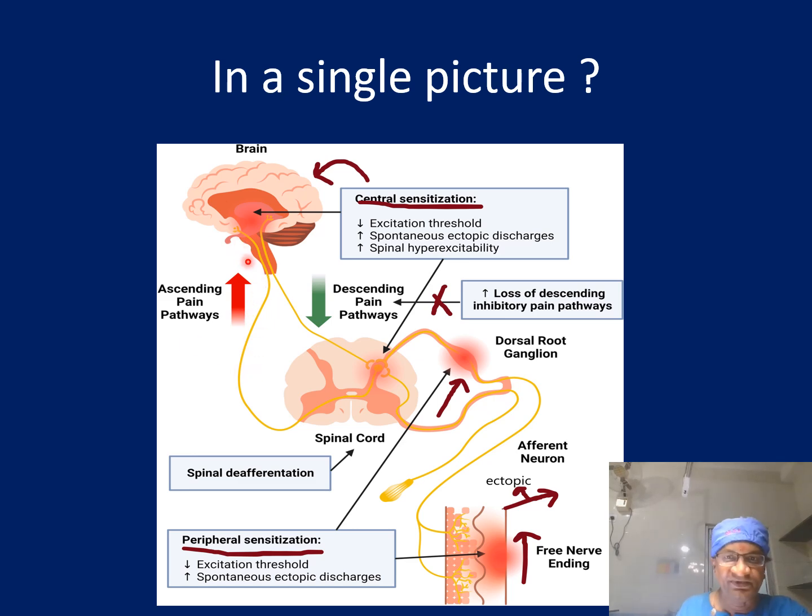This is one. Number two, the pain is always decreased by descending pain controls, but this is lost. So descending pain pathways don't inhibit. So this red becomes more. There is also a central sensitization here and also some part here. So all these things put together make up the pathophysiology of post-herpetic neuralgia.